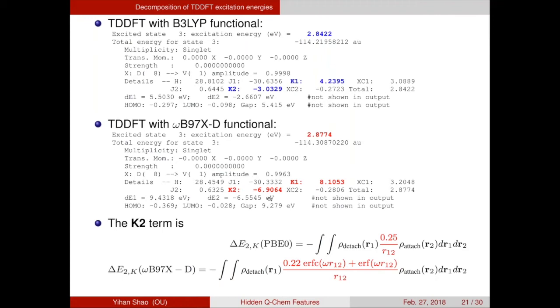Suppose the 10 lowest singlet excited states, we can actually look at this K2 term, because this is the interaction between the detachment and attachment densities. If the detachment density is very far away from the attachment density, then we are going to have a charge transfer excited state, and this value will be much smaller in terms of the absolute value. So basically, we can look at these values and determine whether we have a charge transfer state or a valence excited state. Okay, so this is the third topic.